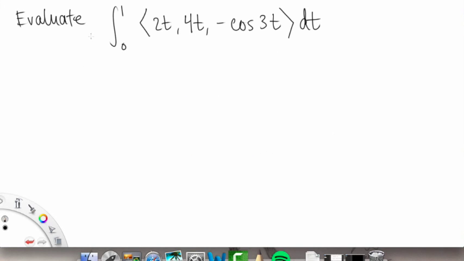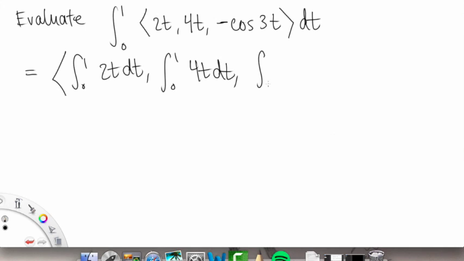Alrighty, for this problem we're asked to evaluate the integral from 0 to 1 of the following vector valued function: 2t, 4t, and negative cosine 3t, dt. To do this we have to integrate each component individually using the same bounds. So what we're going to have is the integral from 0 to 1 of 2t dt, the integral from 0 to 1 of 4t dt, and lastly, the integral from 0 to 1 of negative cosine 3t dt.